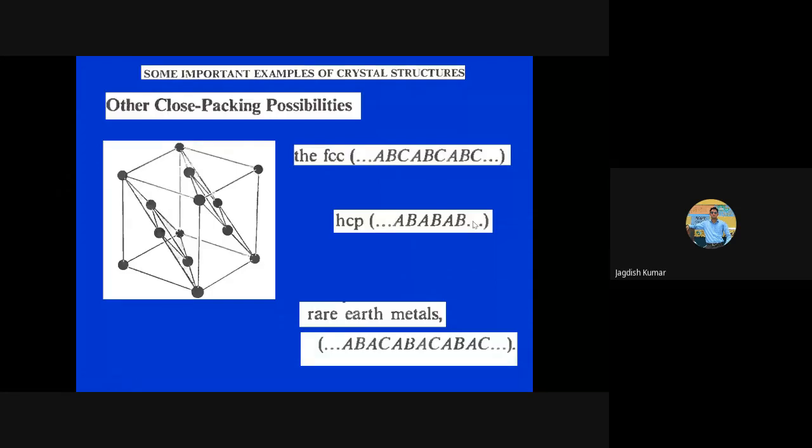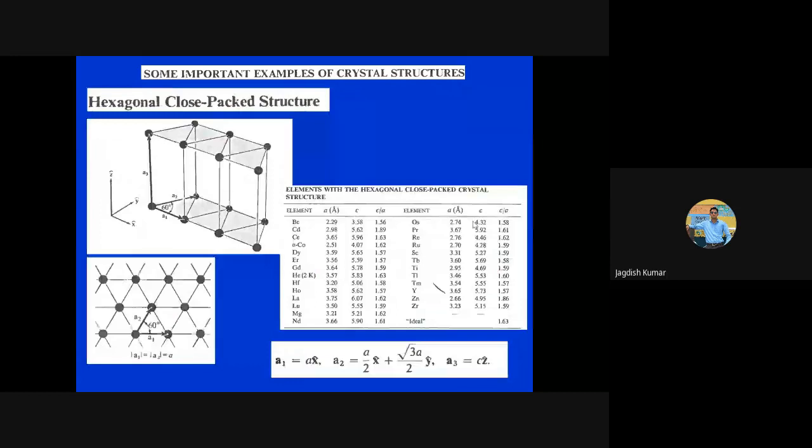Now, if you carefully look at the FCC structure, you can see that it is also, in a sense, made up of 2D hexagonal lattice layers. I mean, we can see the FCC lattice as being made up of stacked 2D hexagonal layers. What are 2D hexagonal layers? These are 2D hexagonal layers. So this is, suppose, an A type layer, right?